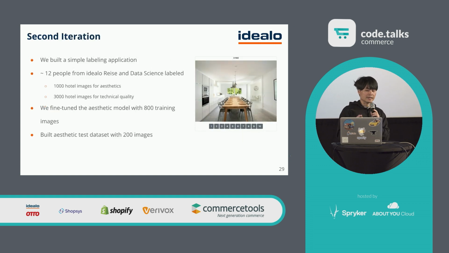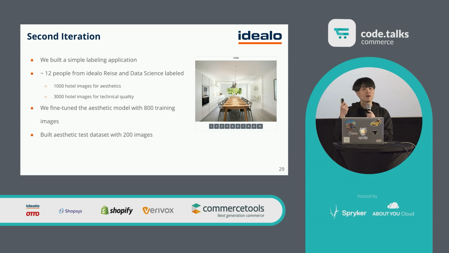So in the second iteration, we recognized that we need to integrate domain-specific data, because this way we can improve our model. We built a simple labeling application to label some of the data, and then 12 people from idealo Reise and our data science team labeled these images.